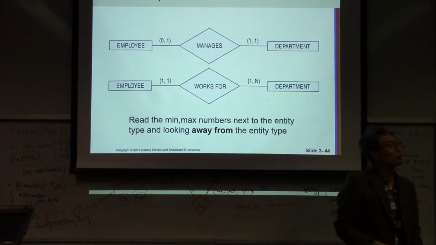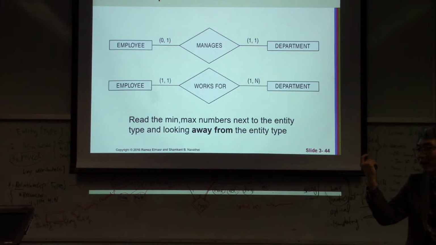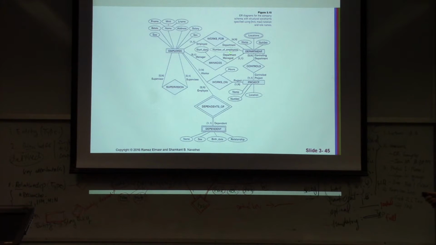So using min-max notation, do we need to use a double line or a single line? No, we don't have to. 0 means optional, 1 otherwise, so we don't have to use the double line. Instead, we can show it. For example, this one, 0, n means how many supervising? How many supervisors? Sometimes 0. There are entry level employees. How many? Sometimes n.